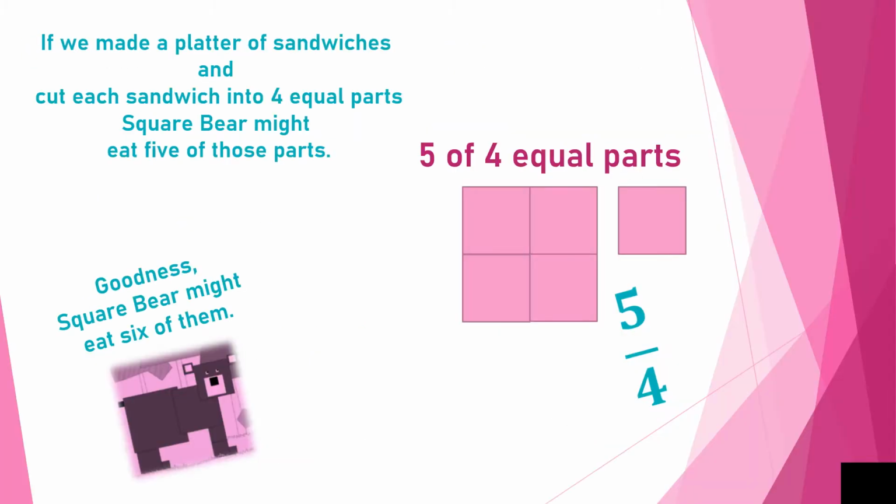Suppose we made a platter of sandwiches for a luncheon with friends, and we cut each sandwich into 4 equal parts, or fourths. Well, if Bear were one of our friends, he might eat 5 of those parts. Goodness, Bear might eat 6 of them. But if he ate 5 of those 1/4 sized parts, he would eat 5/4.